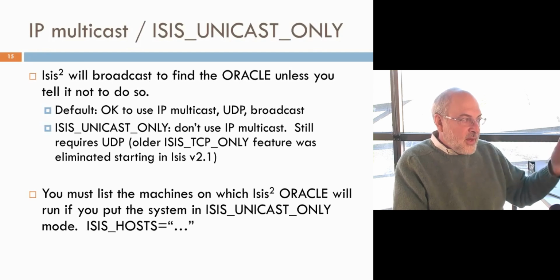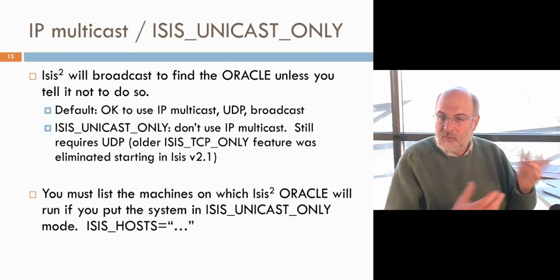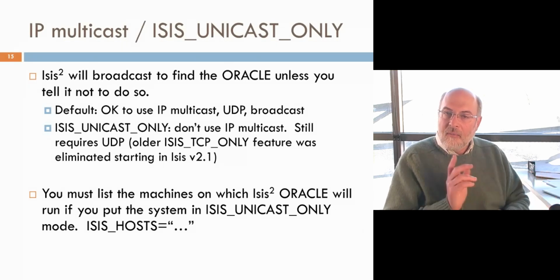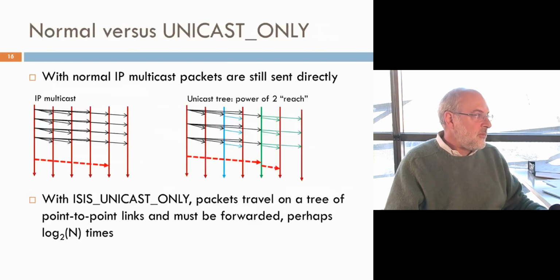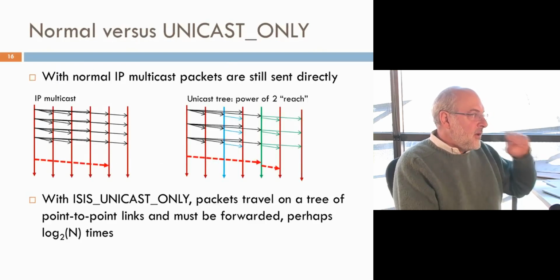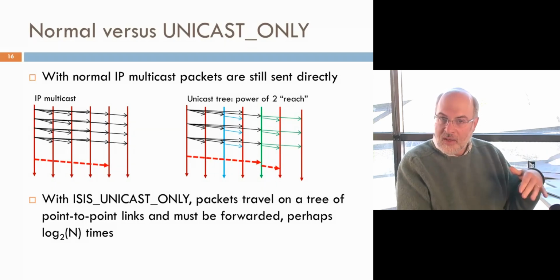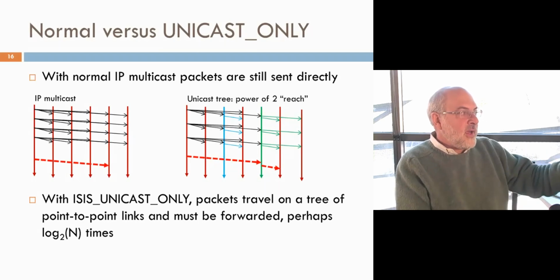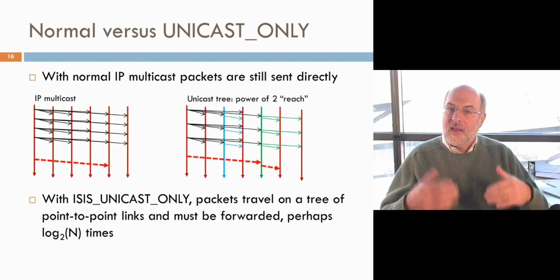And if you do that, then you have to tell ISIS where the host that's running the oracle is located, but ISIS will connect to it with a point-to-point protocol. So here I've illustrated that. On the left, we've got some multicasts, and you can see one send, many receive. On the right, you can see trees of unicast, and that's the kind of inefficiency that arises if you tell ISIS it's not allowed to use multicast.